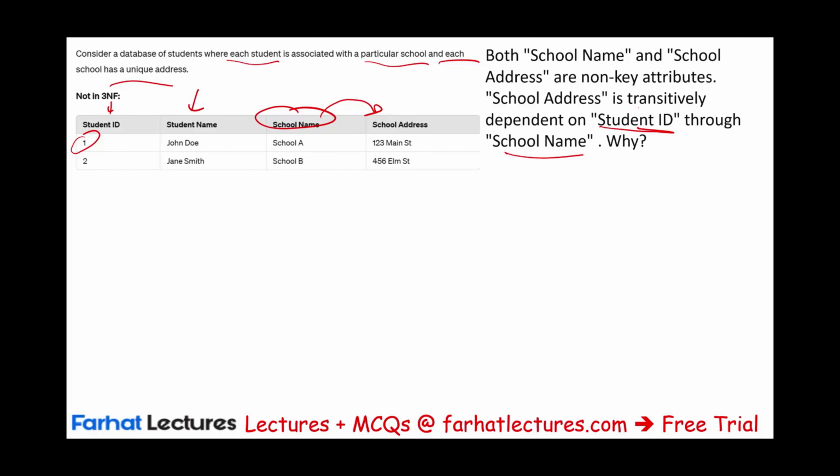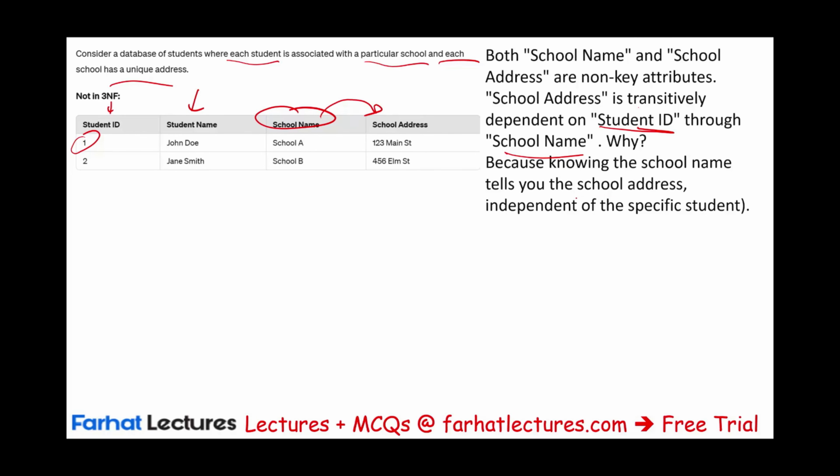So this is what we meant by transitively dependent. Because knowing the school name tells you the school address. So the only way to know the school address is to know the school name. But the school name is not a primary key. The school name is a non-key attribute. School address is a non-key attribute. So what's happening is the school address is dependent on the school name, and this is what we call transitively dependent. So a non-key attribute is dependent upon another non-key attribute.